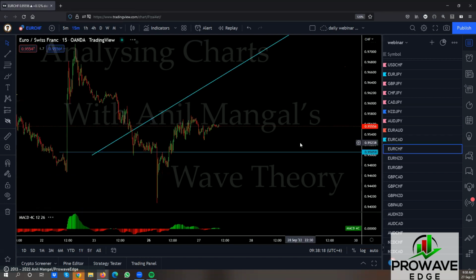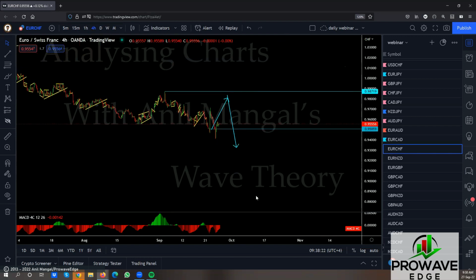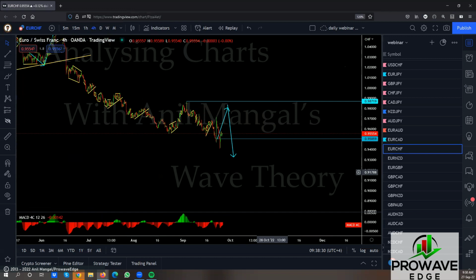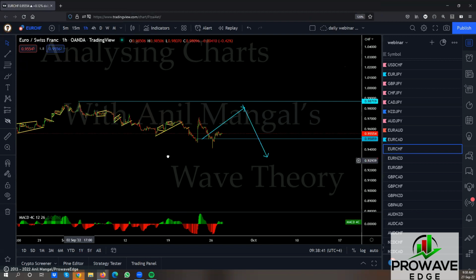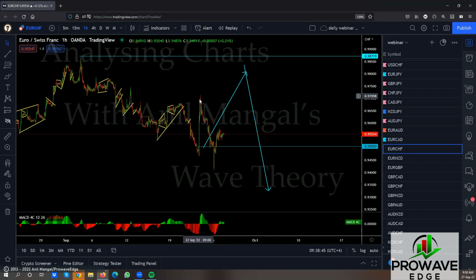Euro Swiss, 4 hour. We got that trade, but it didn't go all the way to the top. It dropped again. So now we're stuck with how we look at this. We were expecting this to make a running flat, which is 1, 2, 3, and then come down. So instead, we got this. If we still look at that as an impulsive move, we've got a really sharp move here and a really sharp drop, which by itself doesn't make sense.